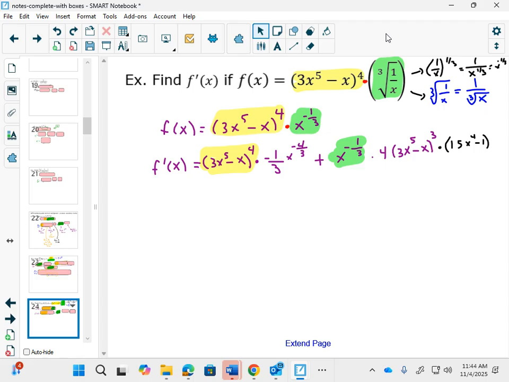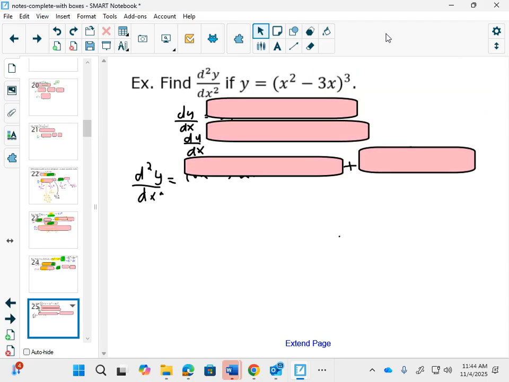All right, let's do one more and then you can work on your take-home quizzes. And this one has a second derivative. So we have to find our first derivative. You see that your first derivative is a chain rule. You see that there's no product rule here.